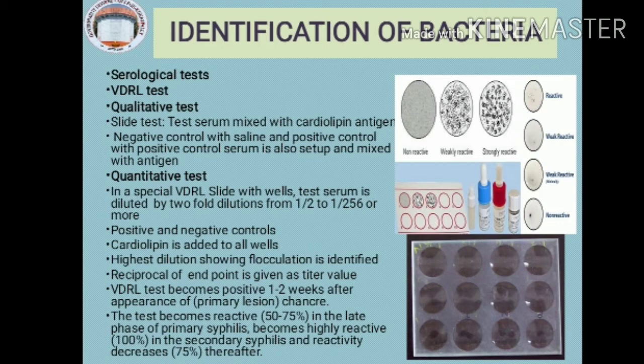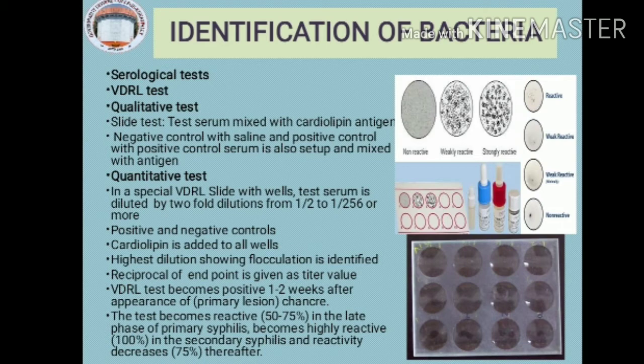The test serum is diluted by two-fold dilutions from 1/2 to 1/256 or more. Positive and negative controls are set up for comparison. The negative control is set up by taking saline. The positive control is set up by taking positive control serum supplied with the kit in a well. All the other wells are diluted test serum wells.